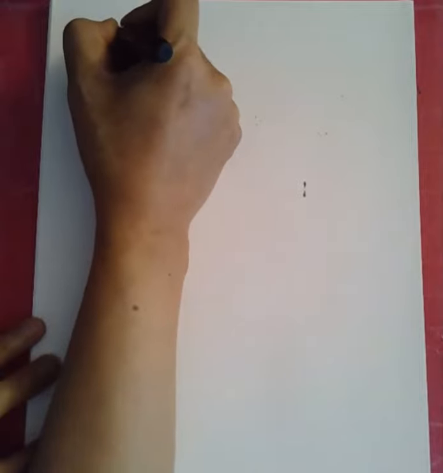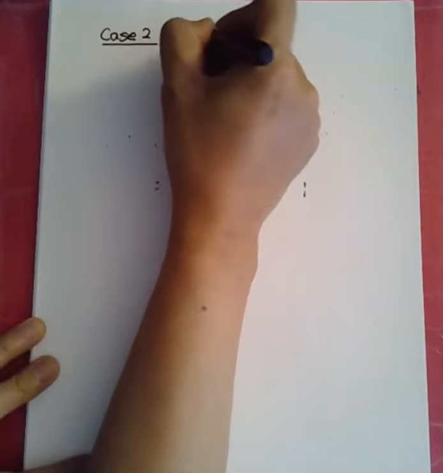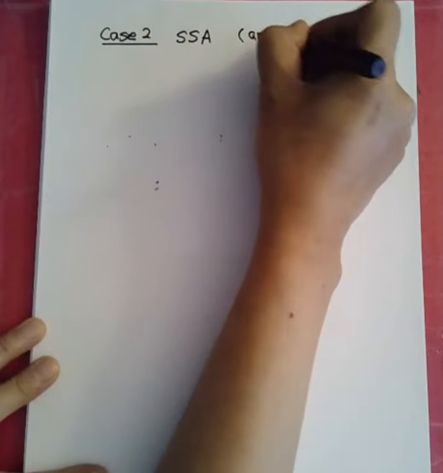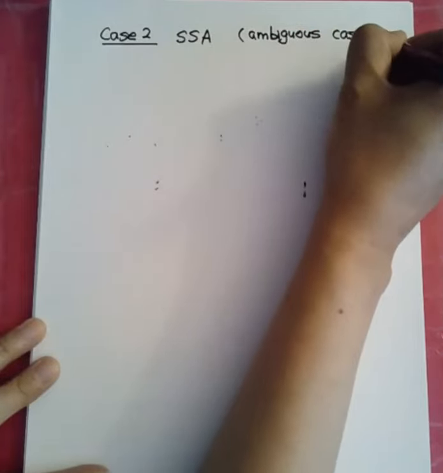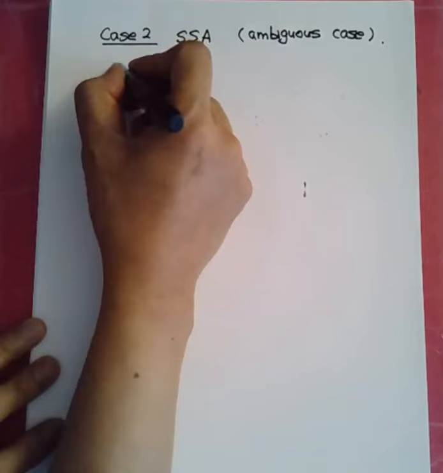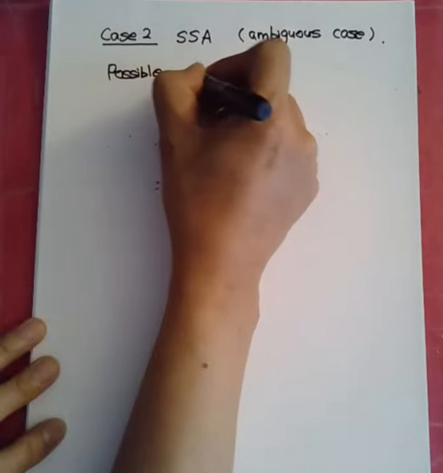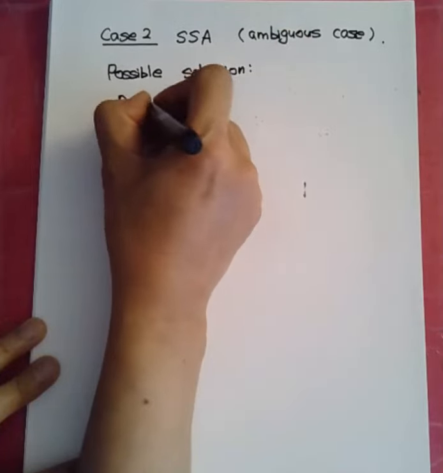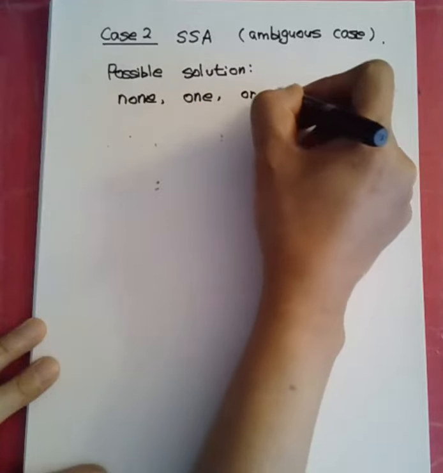The other case is so-called ambiguous case, which is much harder. That is side-side angle case. In this case, the possible solution may not exist, so none. It may be unique, or it may be two.